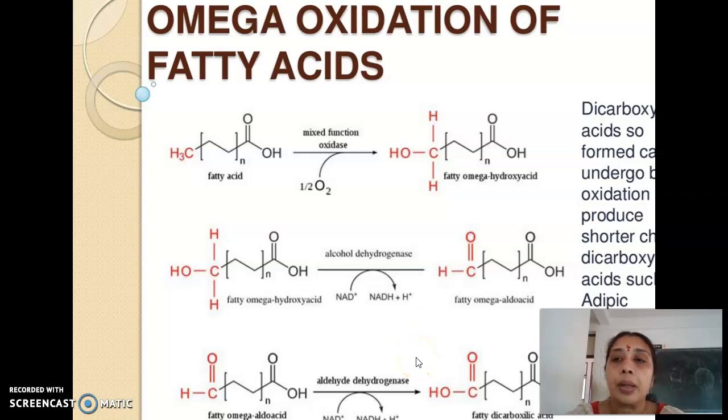Clear? So mixed function oxidases are those enzymes which carry out oxidation in a mixed pattern, so that only one oxygen atom will be attached to each substrate. Here we are having only one substrate, fatty acid. So one oxygen atom comes and the methyl group is oxidized to alcohol. Right, so that is omega oxidation. Now, what is the significance of omega oxidation?